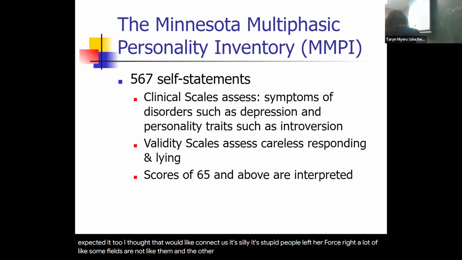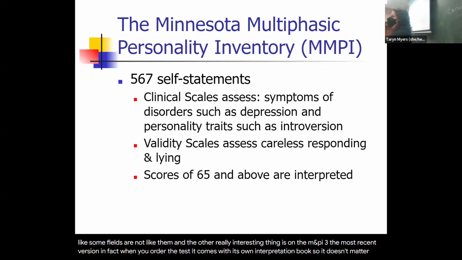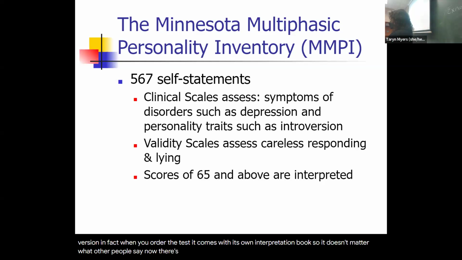And the other really interesting thing is on the MMPI-3, the most recent version, when you order the test, it comes with its own interpretation book. So it doesn't matter what other people say now, there's a standardized interpretation guide. It's just interesting. The other thing that's really important is there are validity scales.